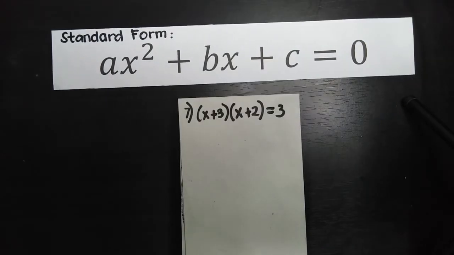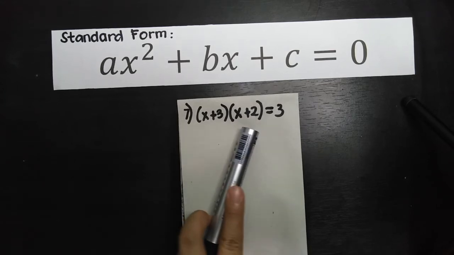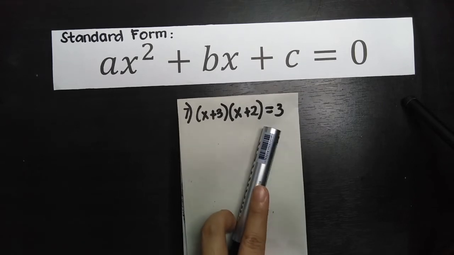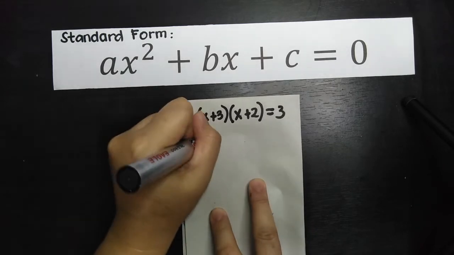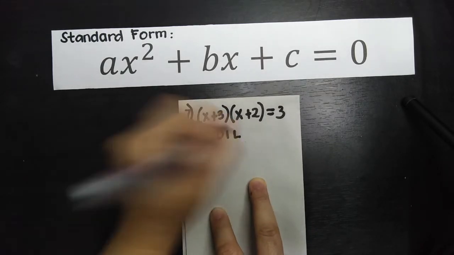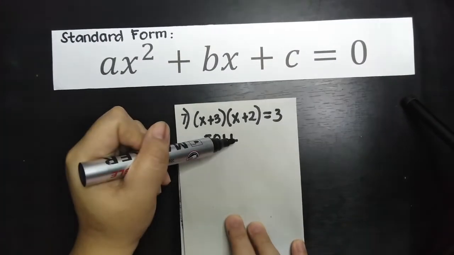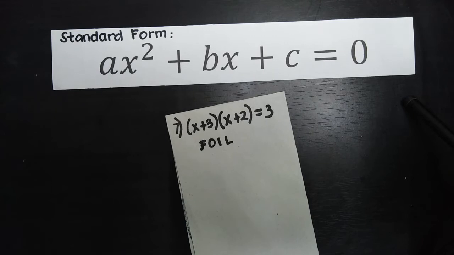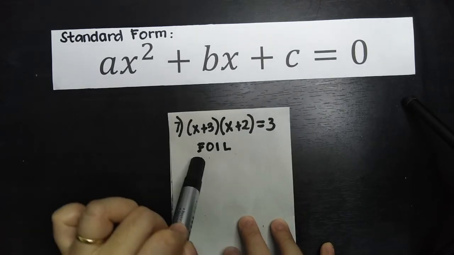Okay, so example number 7, we have the quantity of x plus 3 times the quantity of x plus 2, that will be equal to 3. Hindi siya quadratic equation kung titingnan. Pero, pag i-simplify natin, we will now use FOIL method. Okay? Ano tong FOIL method? This is first, outer, inner, and last term. So, imo-multiply natin ang dalawang binomial na to according to this sequence.